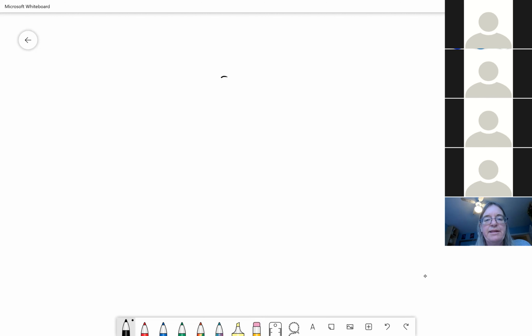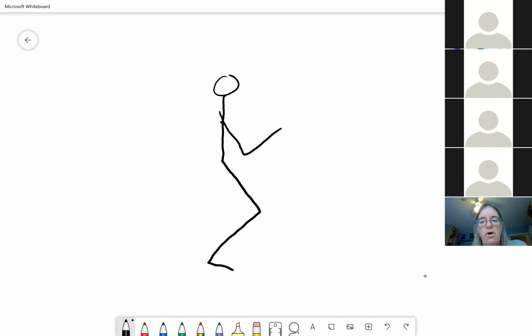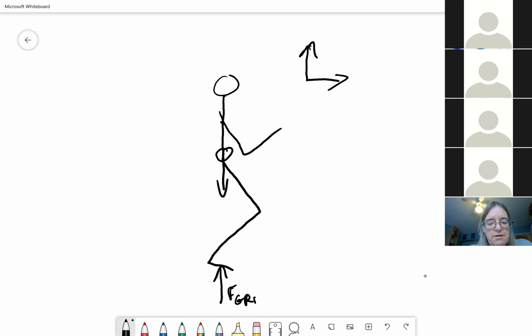So the question is, if I have a person and they're going to jump forward, right? The only forces that are acting in this case: I've got gravity here. I've got a y component of the ground reaction force here, which is also the normal force, assuming I'm on flat ground. And I have a force here.